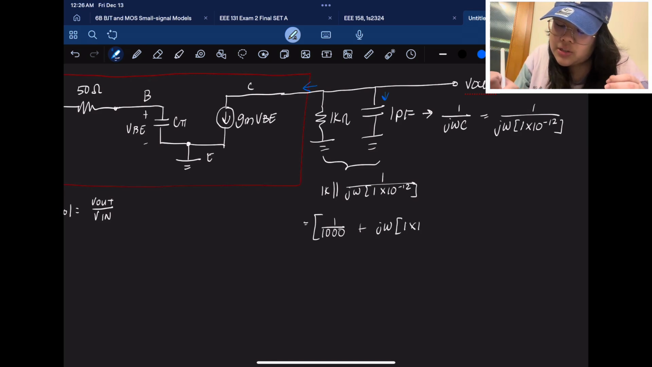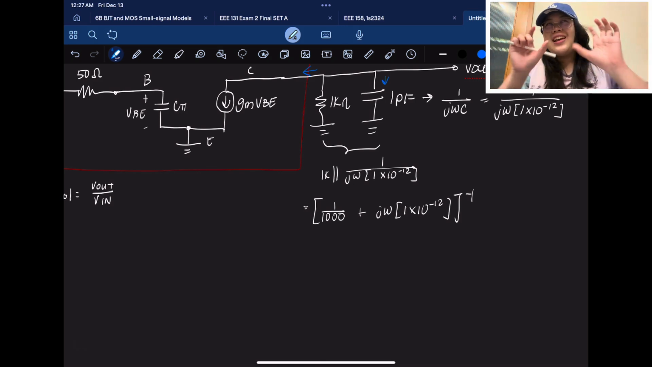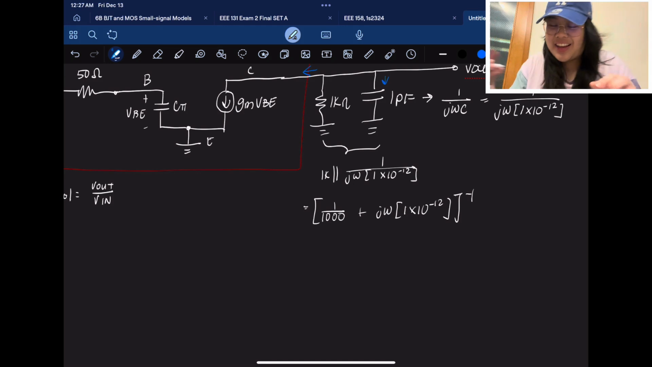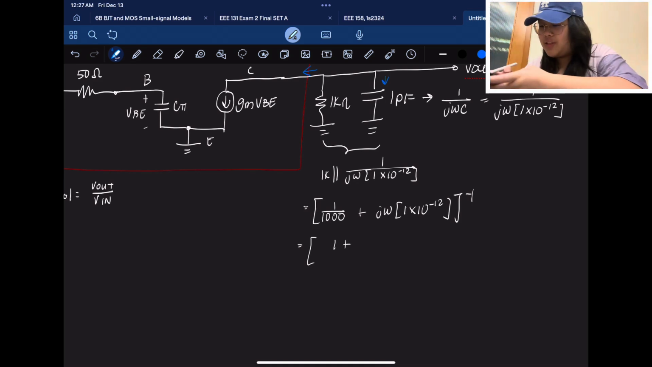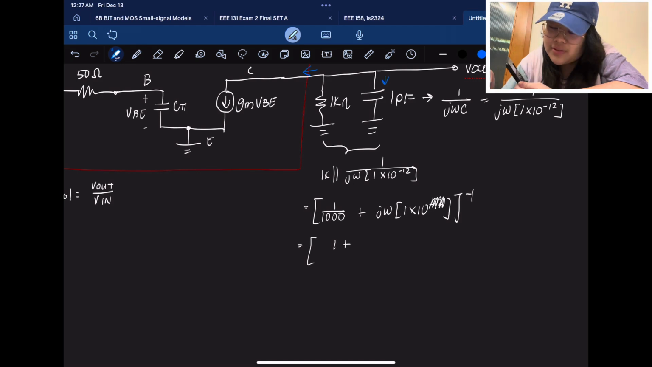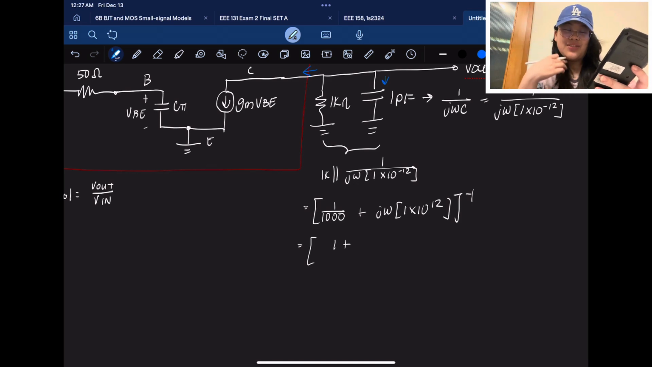JW 1 times 10 raised to negative 12. Inverse the inverses. Just in case you forgot, inverse each on its own, add them, and then inverse the whole thing again. So we're going to multiply 1,000 to 1 times 10 raised to positive 12. We're going to inverse it again later anyway. Right? If you're not sure, just put it in the calculator. Right, so when we inversed it, it's positive.